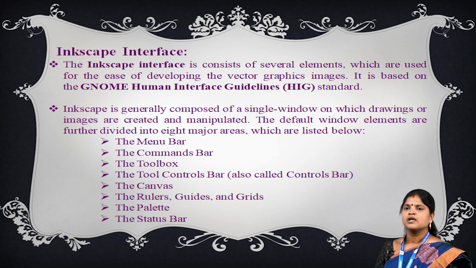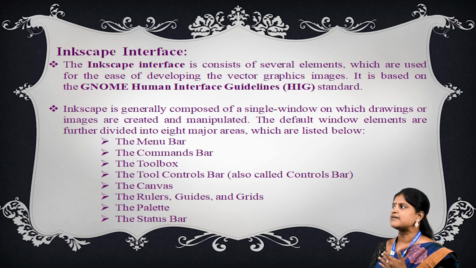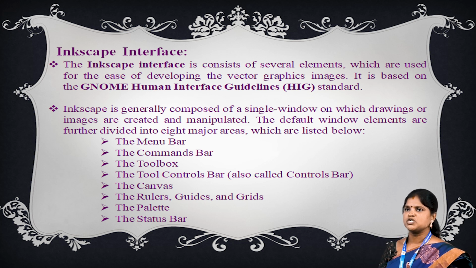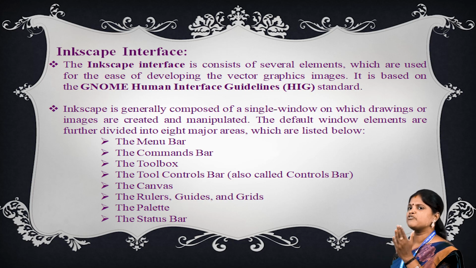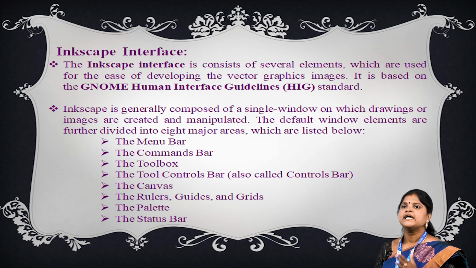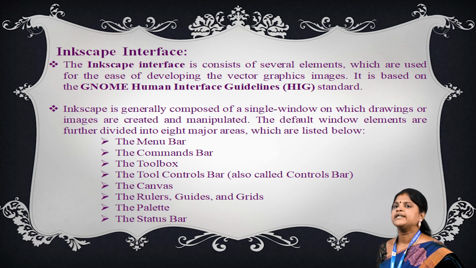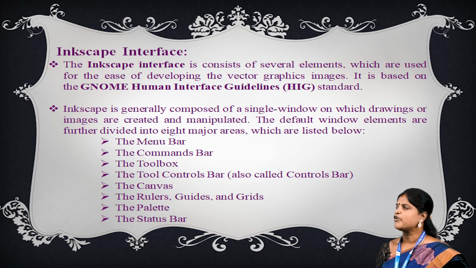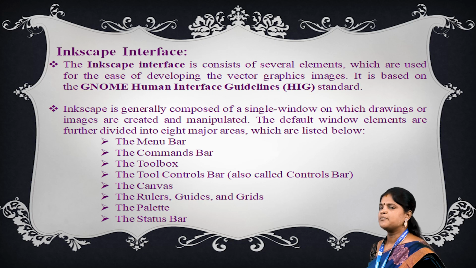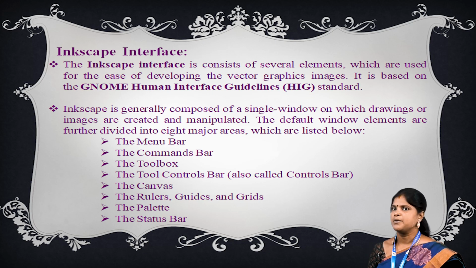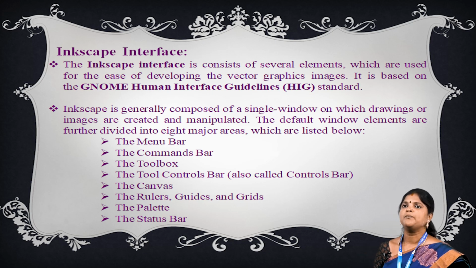Inkscape interface. The Inkscape interface consists of several elements which are used for the ease of developing vector graphic images. It is based on the GNOME Human Interface Guidelines standard. It is generally composed of a single window on which drawings or images are created and manipulated. The default window elements are further divided into 8 major areas which are listed below: menu bar, command bar, toolbox, tool control bar, canvas, ruler, palette, status bar.